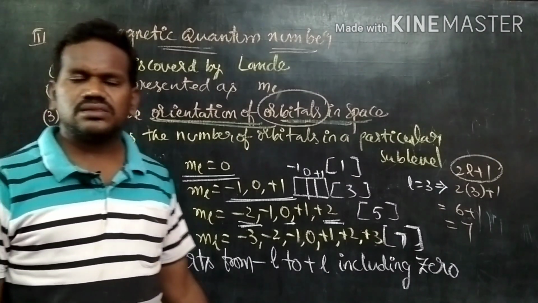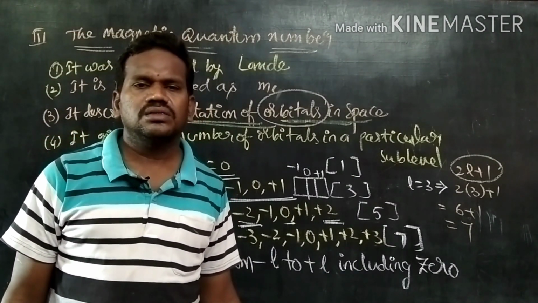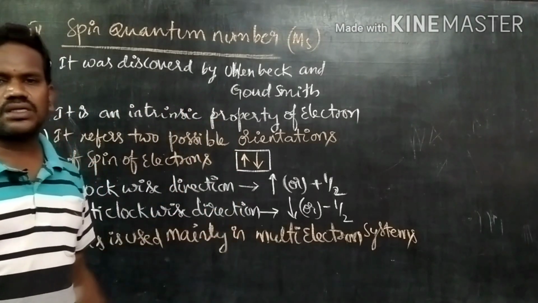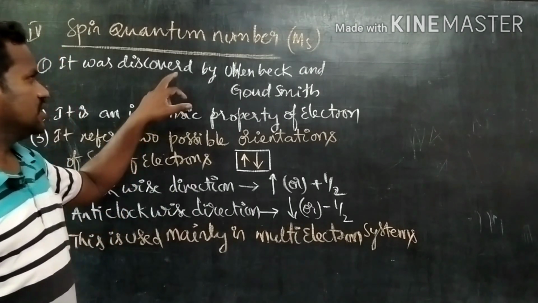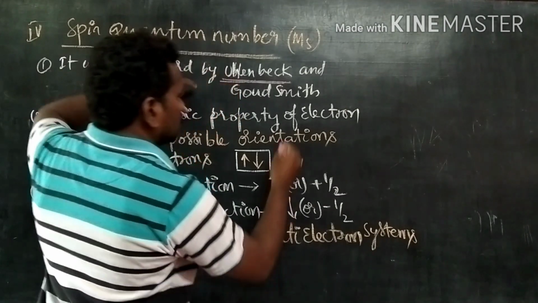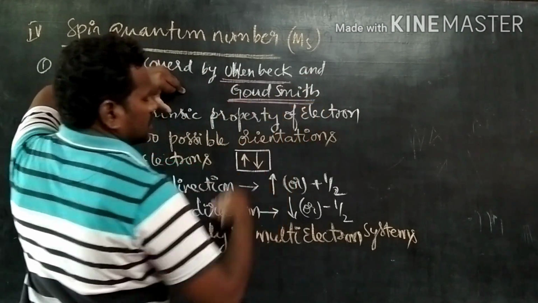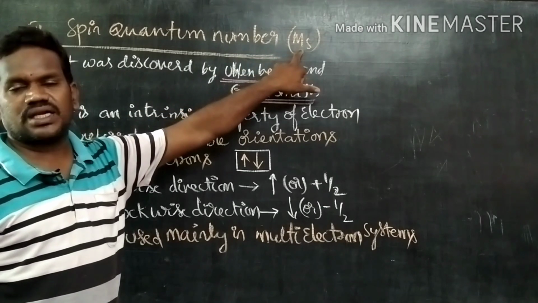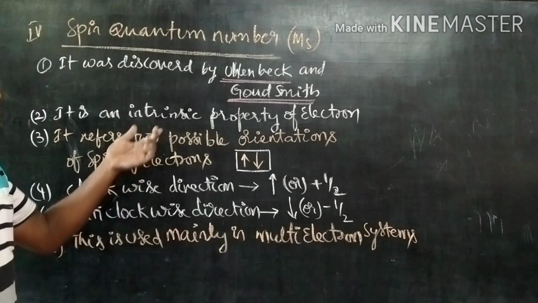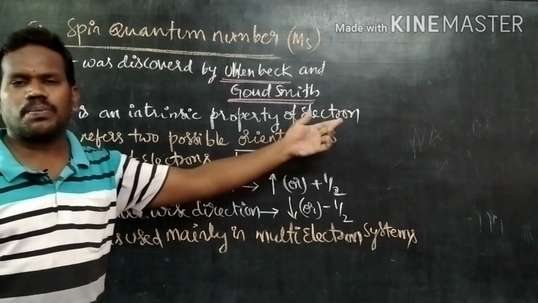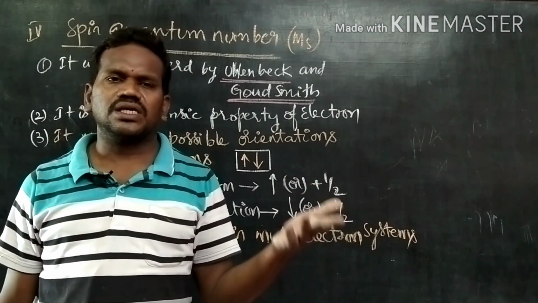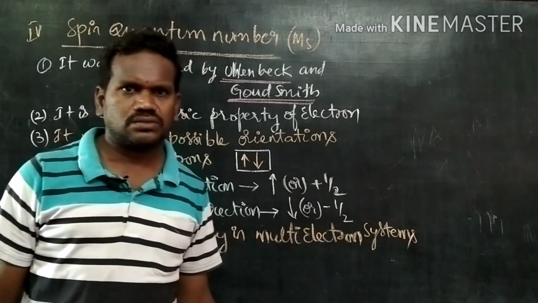Let us discuss the last and fourth quantum number, the spin quantum number. It was discovered by Uhlenbeck and Goudsmit. It is represented by the letter MS. What does it indicate? It indicates the intrinsic property of the electron. Intrinsic property means a special, peculiar property of the electron.